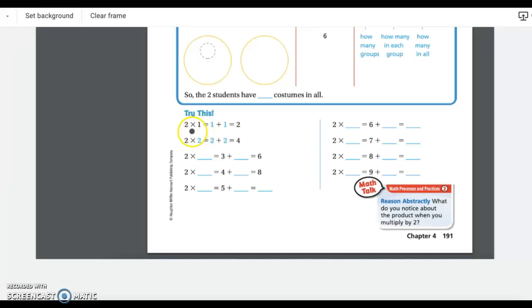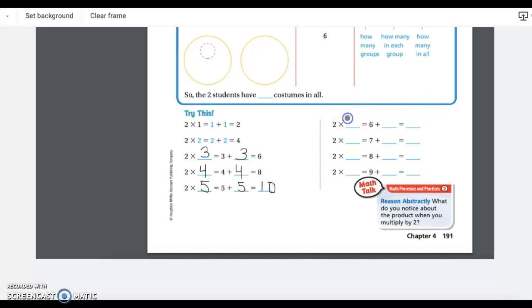Are you ready? So, if we have 2 times 1 is equal to 1 plus 1, 2 ones, which is equal to 2. Or 2 times 2 is equal to 2 plus 2, which is equal to 4. 2 times 3, good, is equal to 3 plus 3, which is equal to 6. 2 times 4 is equal to 4 plus 4, which is equal to 8. 2 times 5 is equal to 5 plus 5, which is equal to 10.